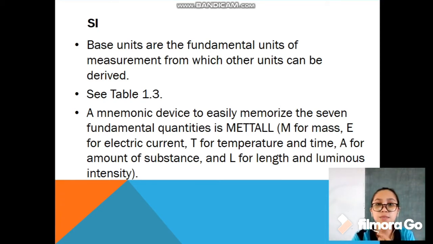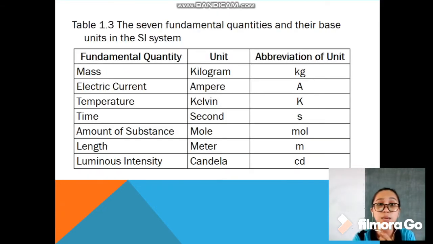So there is a mnemonic device we can use to memorize the 7 fundamental quantities for the SI. We have METAL, double T and double L. M for mass, E for electric current, T, double T, we have temperature and time, A for the amount of substance, and L, we have double L, length and luminous intensity, which you can see here in the table. Okay, so we have here the unit for mass, kilogram, and take note of the abbreviation of the unit.